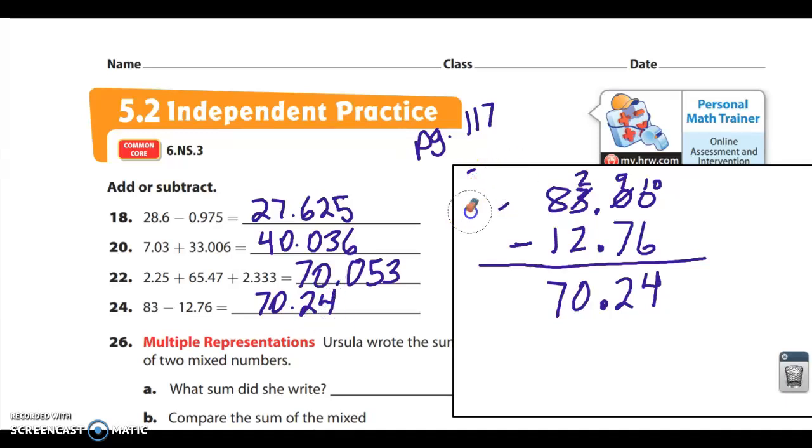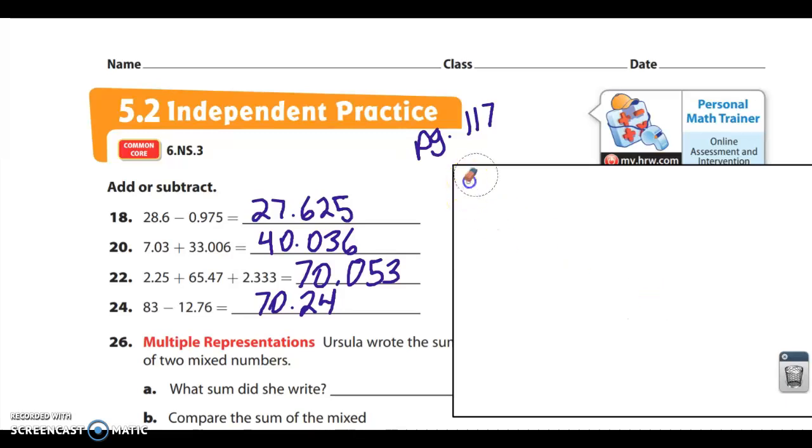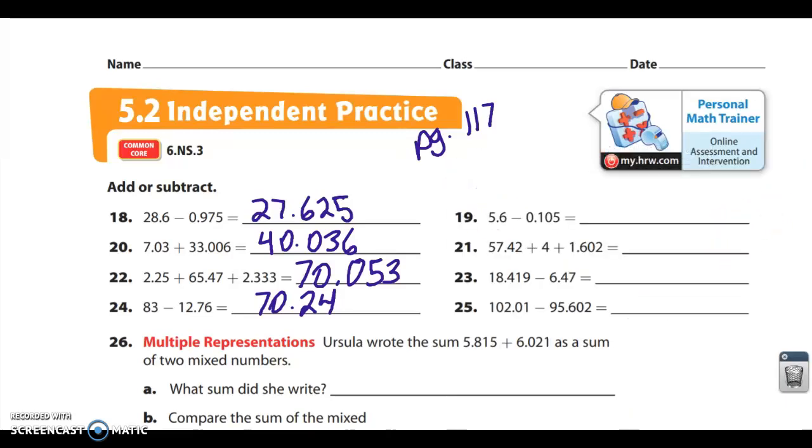All right, I'm going to take a peek at these and see if there's any that I want to show you, but I think we're just going to go through the answers. I think that's the best way to do it. Yep, we're just going to go through the answers. If you need help on these, you let me know.